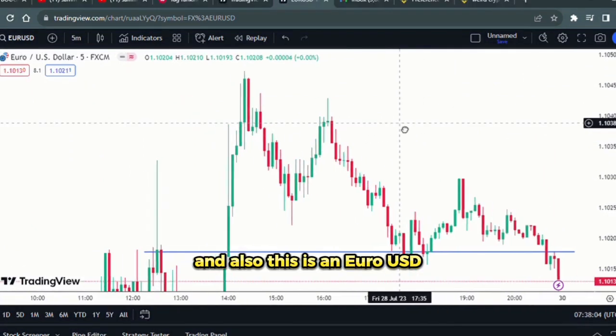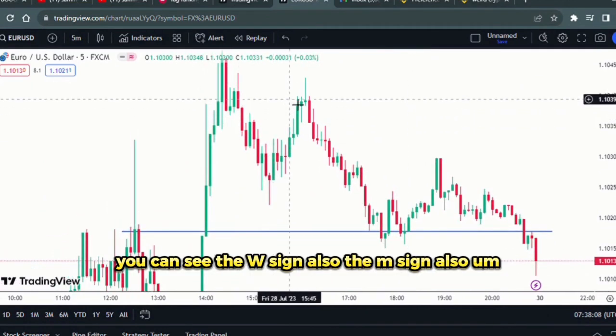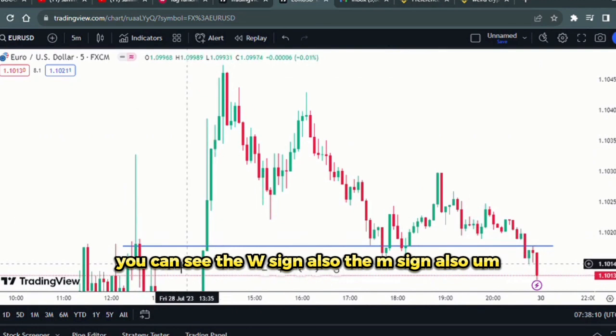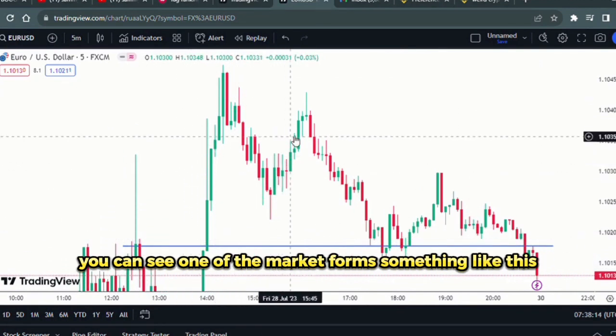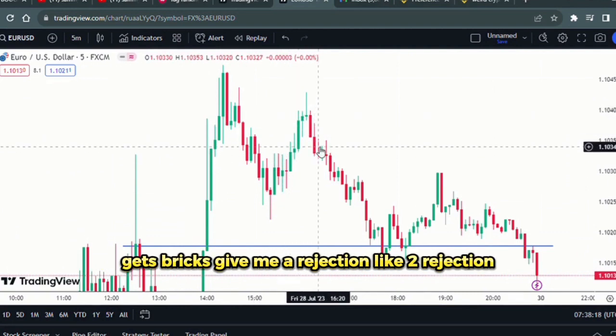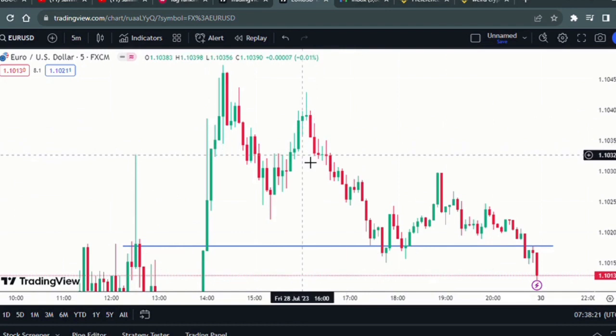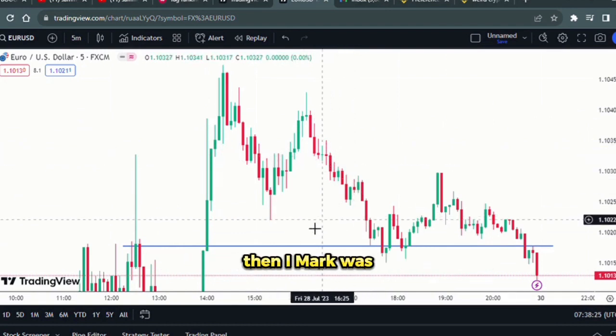And also this is EUR USD. You can see the W sign, also the M sign. You can see once the market forms something like this and the market breaks, gives me a rejection, like two rejections, then I looked for a sell, then I took a sell.